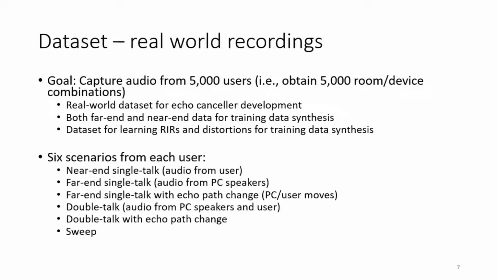Our goal for the dataset was to capture 6 scenarios from 5,000 users, devices, and rooms. This dataset should be sufficient for AEC development. It includes far-end and near-end data for training data synthesis and can be used for learning room responses and distortions for training data synthesis. The 6 scenarios we captured include near-end single talk, far-end single talk with echo path change, double talk with echo path change, and a sweep signal for room response estimation.